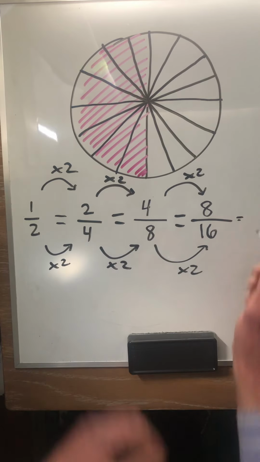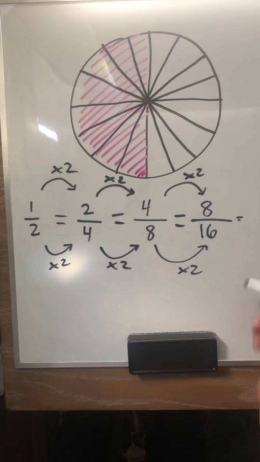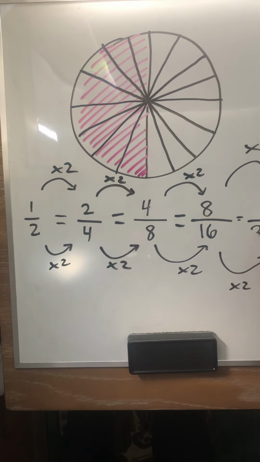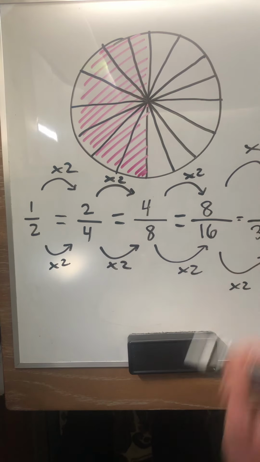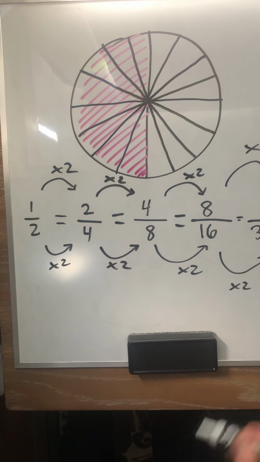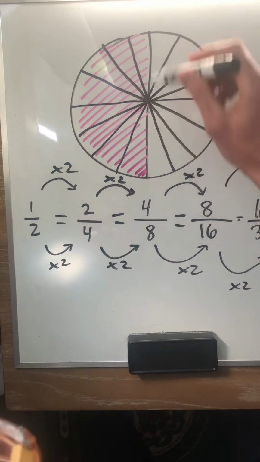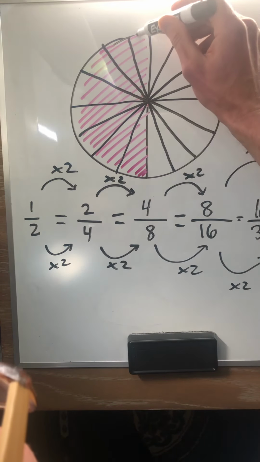Eventually the pieces would be so tiny I couldn't even pick them up anymore. So if you did it again, what would happen? Well, 16 times 2 is 32. 8 times 2 is 16. So if they came back in and tried it again, I don't know if I want to do this. It'd take too long. But you get the idea.